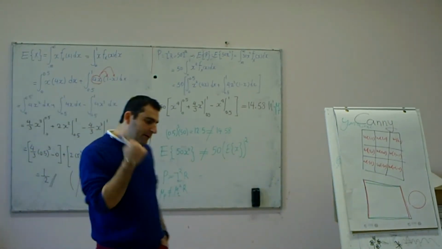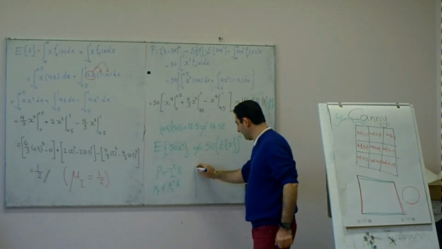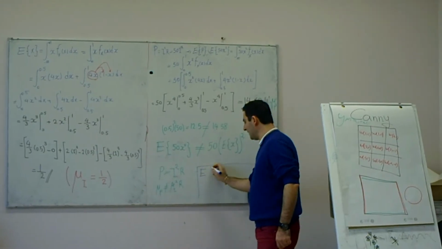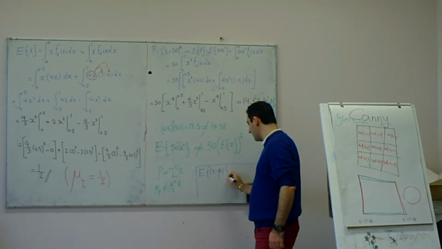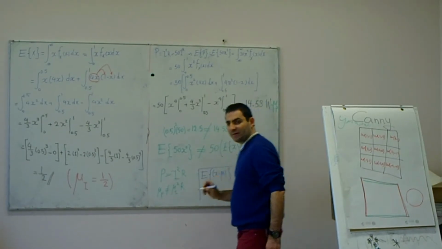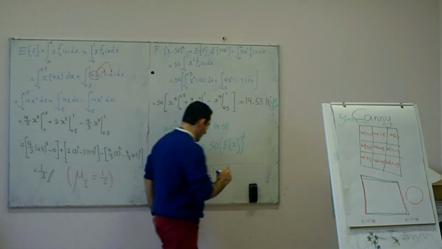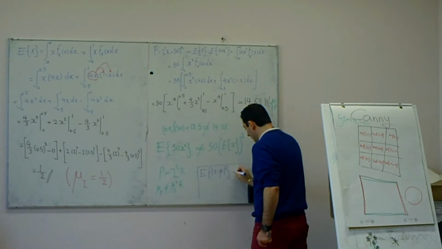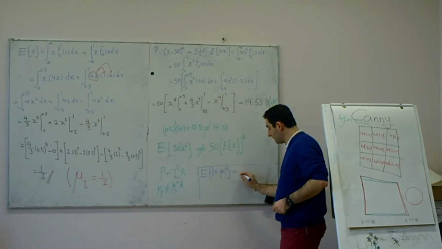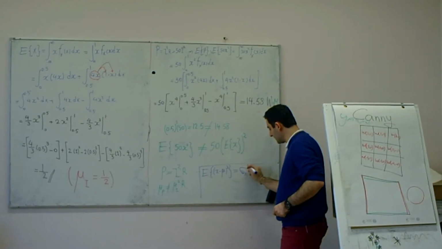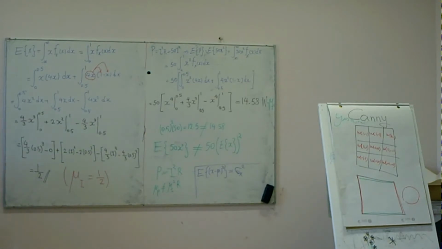We remember, if we have a very special case, which is if we calculate the expected value of (x minus mu) squared, what do we get? Variance of x.